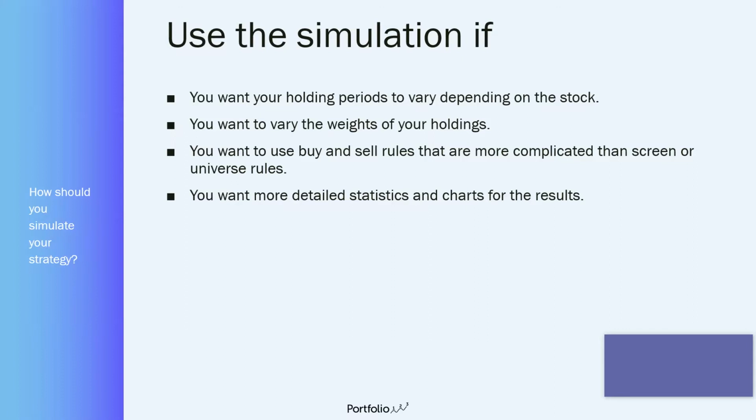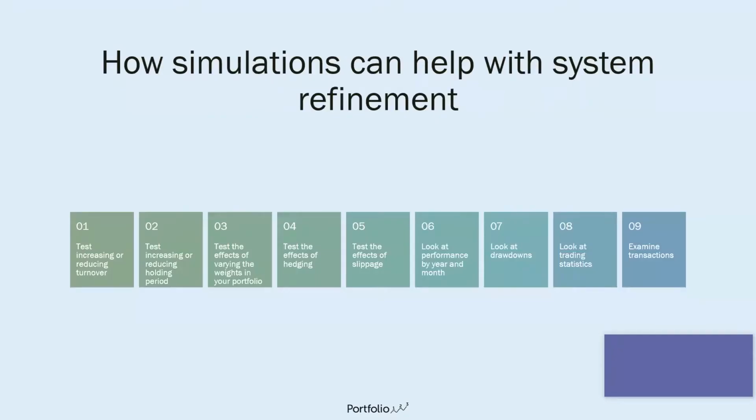If you want to vary the weights of your holdings, for example, you might want to hold more of stocks that are ranked number 1 than of stocks that are ranked number 42. You want to use buy and sell rules that are more complicated than the screen or the universe rules, or if you want more detailed statistics and charts for the results. Those are all situations where you want to use the simulation.